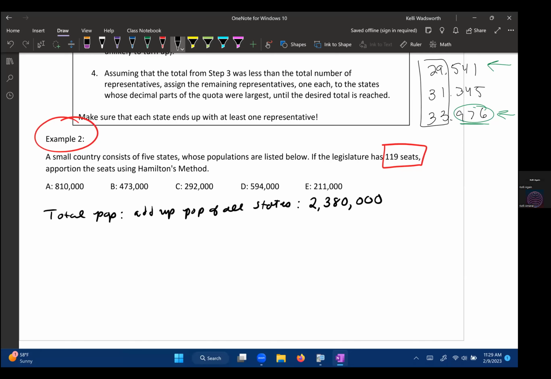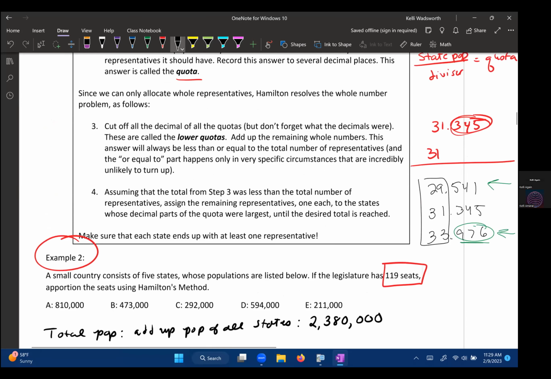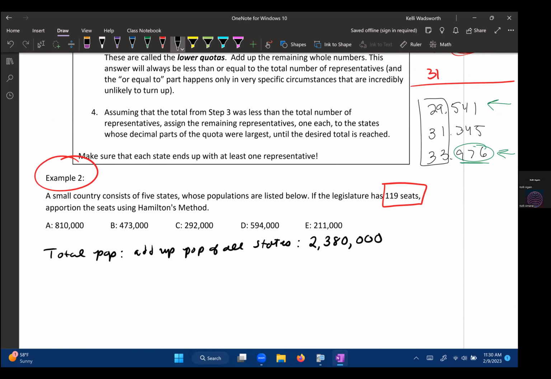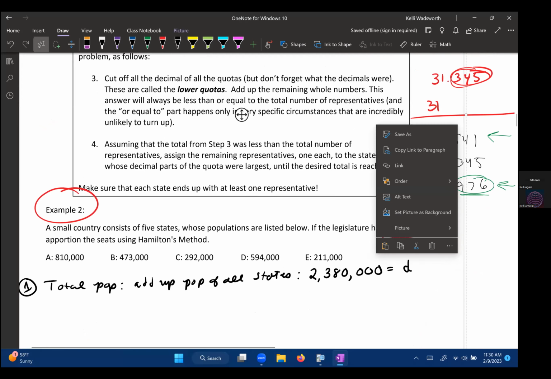I did take a minute to check my work and add it again to make sure, and I got the same answer. So that's probably good. That's our total population, 2,380,000, and that is what we're going to call the divisor. Some books call it D. Let's call it D. That's step 1.